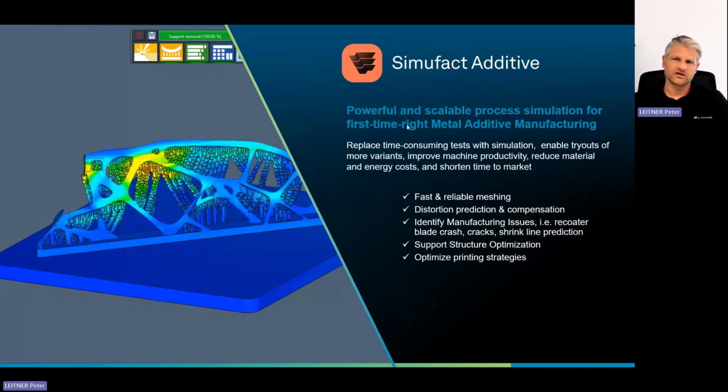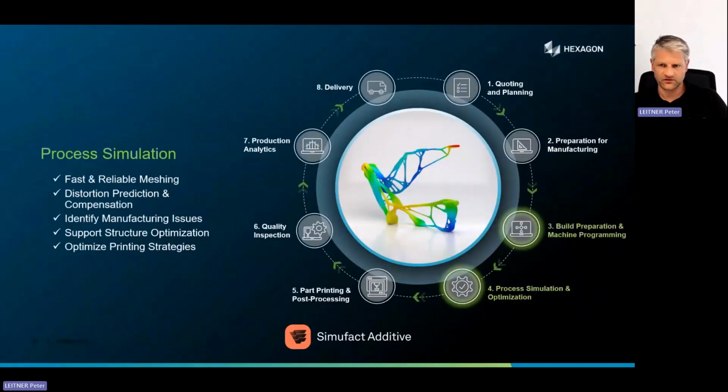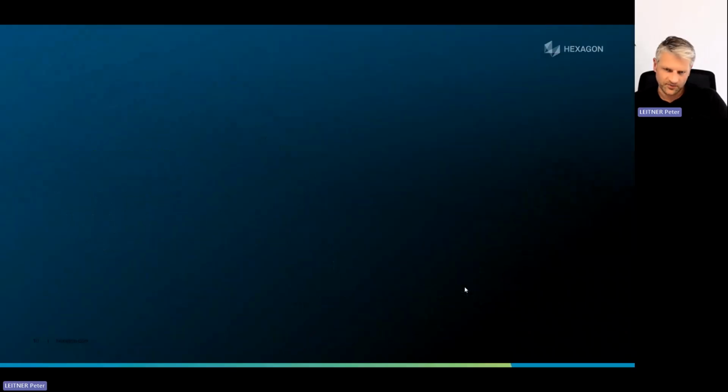The third product in the Additive Manufacturing Suite is SIMUFACT Additive, powerful and scalable process simulation for first-time right metal additive manufacturing. You have fast meshing capabilities, and you can predict the distortions of the part at an early stage before printing. You can optimize based upon this distortion prediction. SIMUFACT Additive is in the circle, again in the data preparation area and in the process simulation and optimization steps.